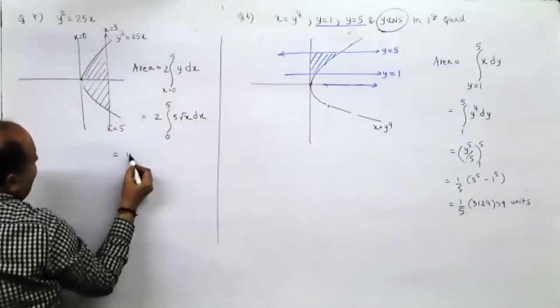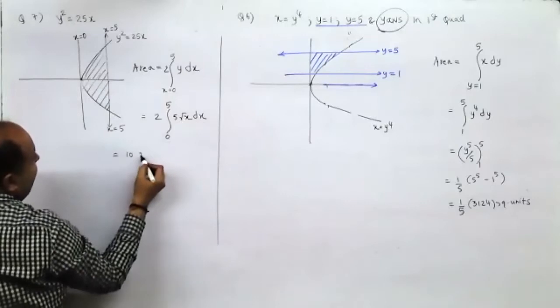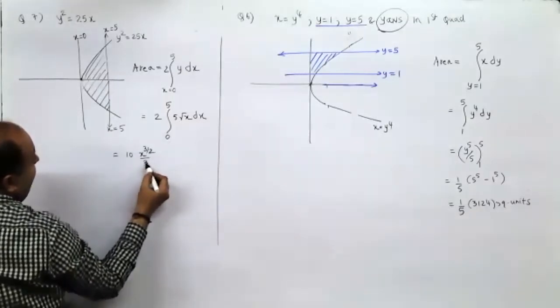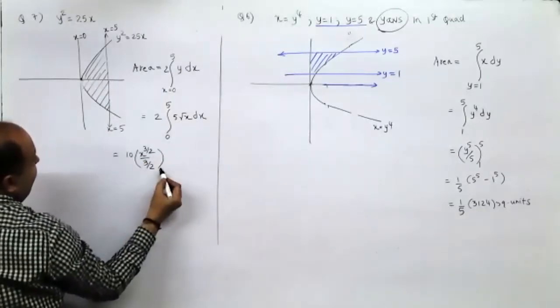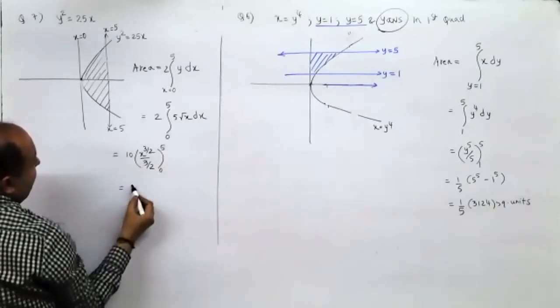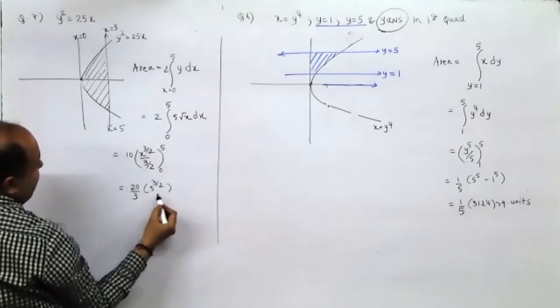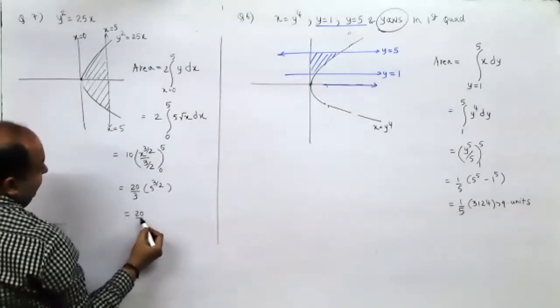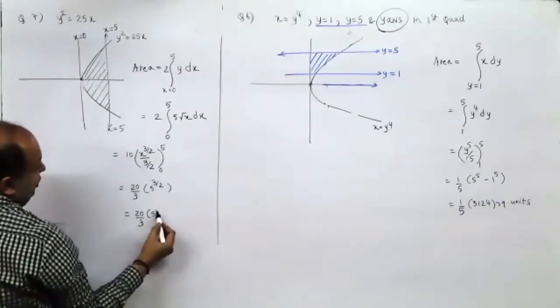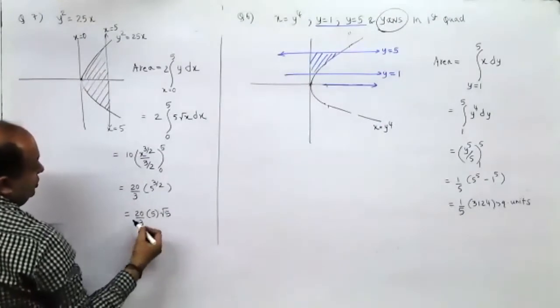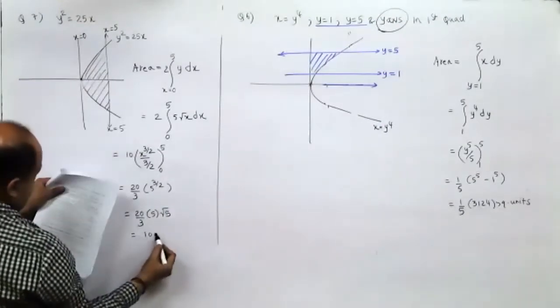So that would give me 10. Root x is x raised to half. That would give me x raised to 3 by 2 upon 3 by 2 between 0 and 5. When I take it up, this becomes 20 by 3. When I write this as 5 raised to 3 by 2 minus 0, I get 20 by 3. This is 5 into root 5. So this would be 100 root 5 upon 3.